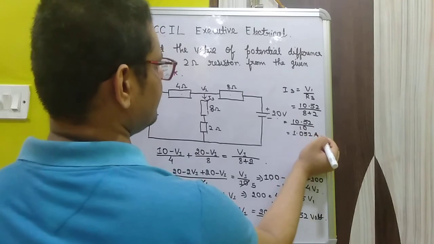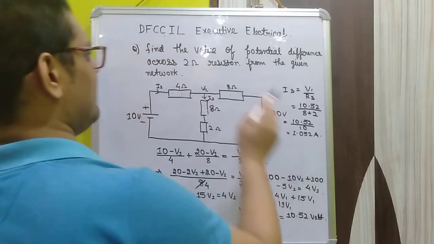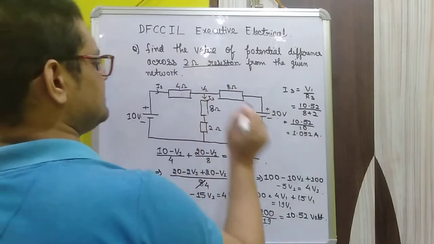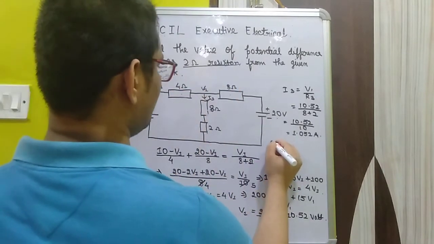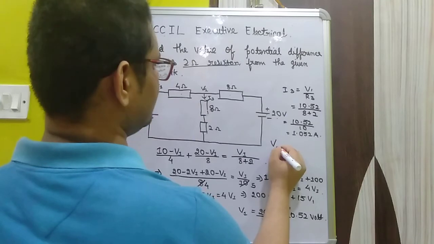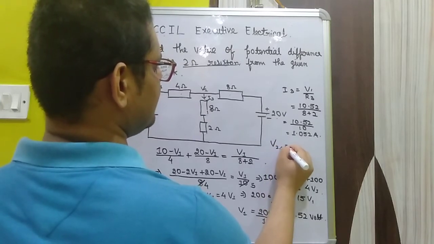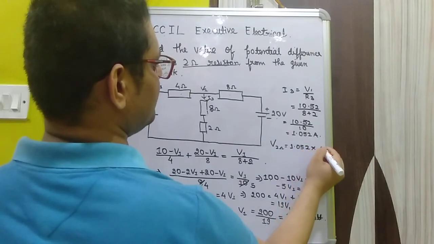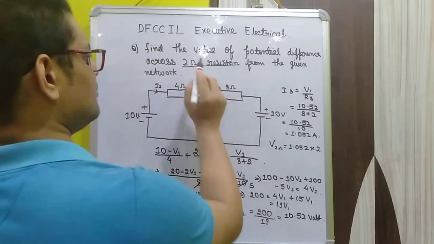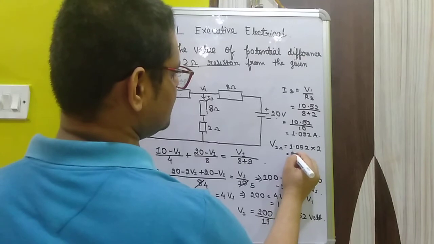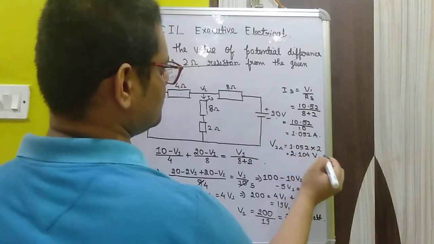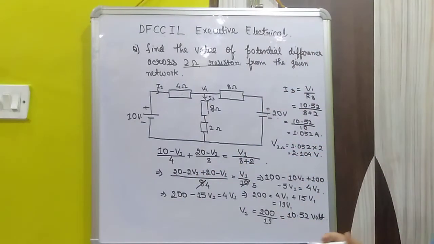This is in amperes. Finally, we have to calculate the value of the potential difference across the 2 ohm resistance. That current is 1.052, and we just multiply by 2 because it's asking across the 2 ohm resistance. So it is 2.104 volt. This is the final answer we have calculated.